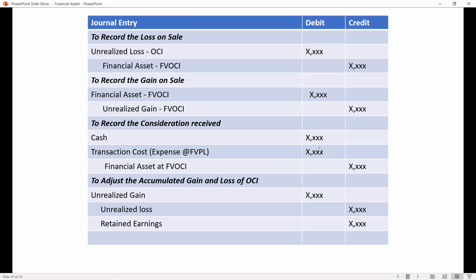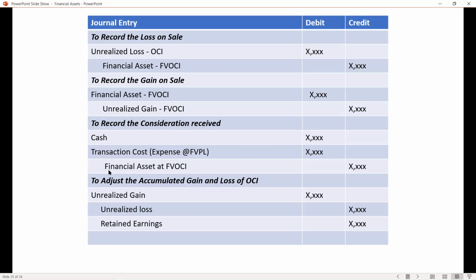profit or loss. So saan siya i-report? Sa comprehensive income, sa income statement. So kaya siya at FVPL kasi expense natin yun nung pagbenta natin nung FVOCI natin na equity security.